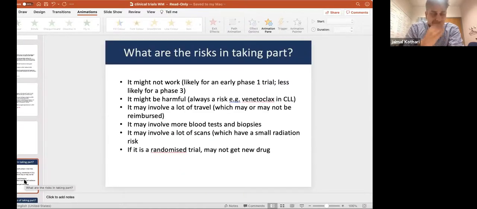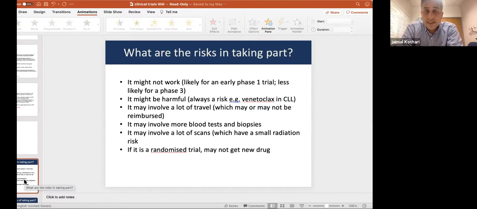Okay, so now just a bit more general about the risks and benefits. If you decide you're at the point in your treatment journey where you would like to consider a trial, or at least think about talking about one, what are the risks? Of course, one of the major risks is it might not work. This is much less likely for a phase 3 study, because normally in a phase 3 study, both arms have been shown to be effective, and they're just trying to work out which one is better. Or a phase 3 study may be standard of care versus standard of care plus one new drug. So the hope is that it will work.